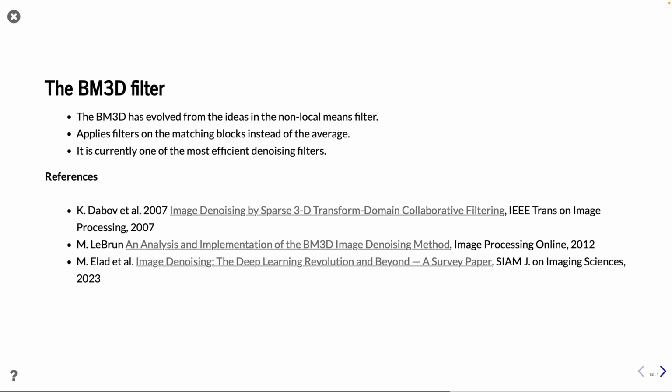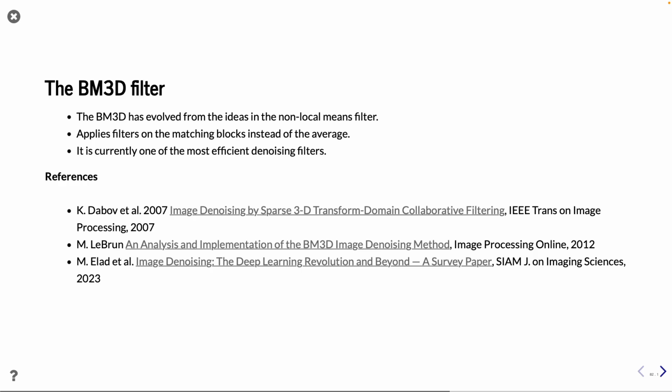Another one which was developed with the same kind of thinking as the non-local means, but takes it one step further, is the BM3D filter. BM stands for block matching, and 3D is actually a bit confusing, because the 3D looks like it's a three-dimensional image, but it's actually for two-dimensional images. And what it does, it extracts patches, again with similar features, puts them together into a three-dimensional image, which is then filtered.